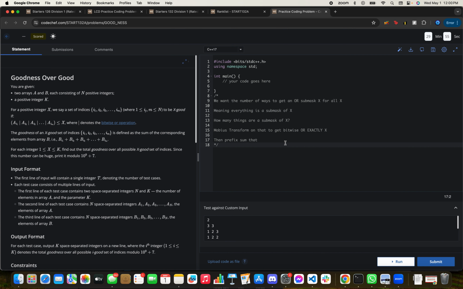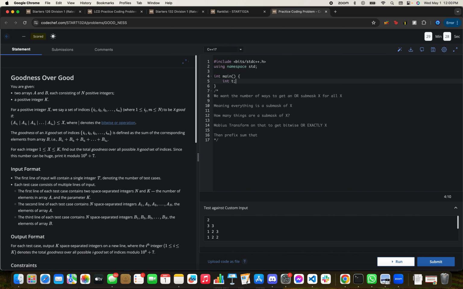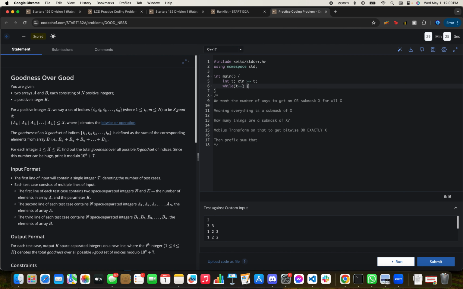I guess you want to count, you have a bunch of things, right? And you just want to pick some subset of them. What's the sum over that? Oh, that's actually really easy math. It's just the sum times 2 to the n minus 1. Okay. You got it.